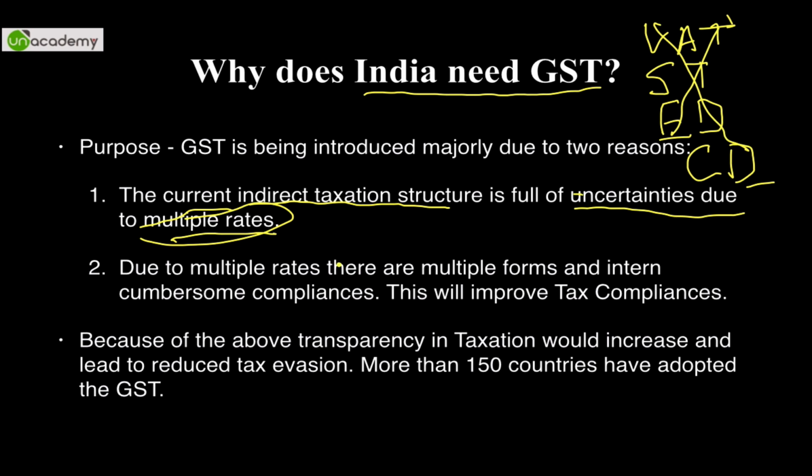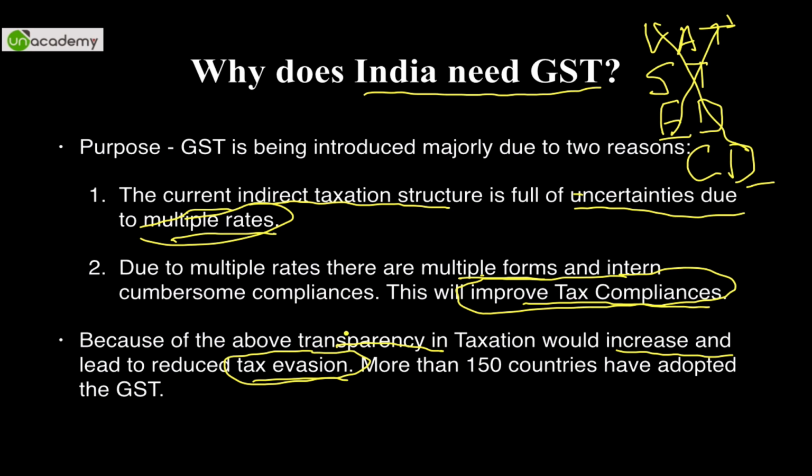The second purpose is that due to multiple rates there are multiple forms. The more forms there are, the more cumbersome the entire taxation structure becomes. So the tax compliances would be more, but they would reduce because we just have one single tax structure, that is GST. Because of this, a lot more transparency would be induced, and with more transparency in the taxation regime, we can reduce tax evasion. By tax evasion, I mean people who earn income and do not disclose it, they tend to evade tax. That would be stopped because of GST.